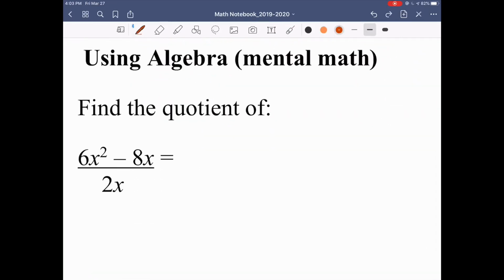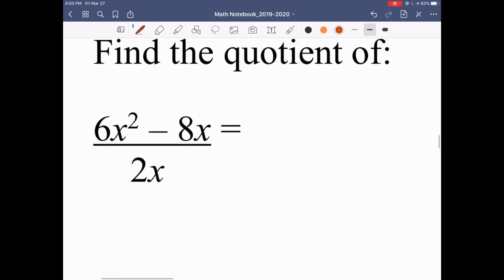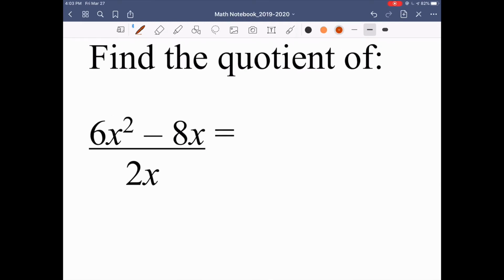So this is the preferred answer right here for that question, but they are technically both correct. All right, so our next example, it's the same question, but we're going to solve it using a different method, which is just using regular old algebra. Again, this method is going to be quicker because we don't have to do any drawing of algebra tiles. There is still a method to do it, and it's really simple, and I'm going to show you guys how. So the question says, find the quotient of 6x squared minus 8x over 2x.